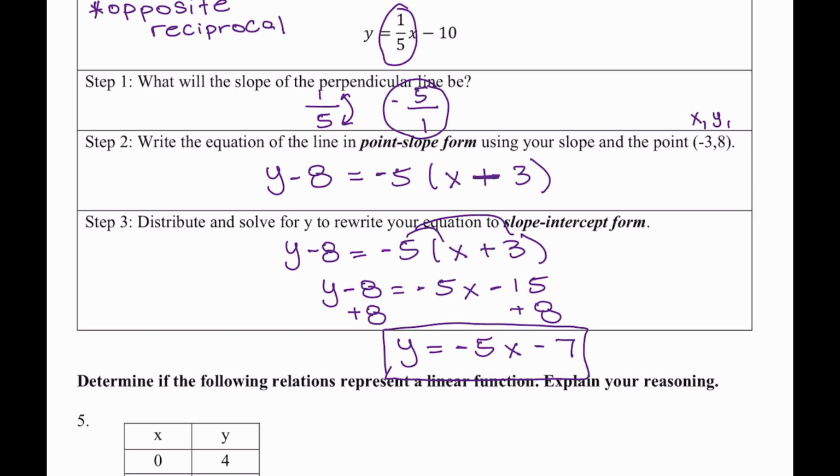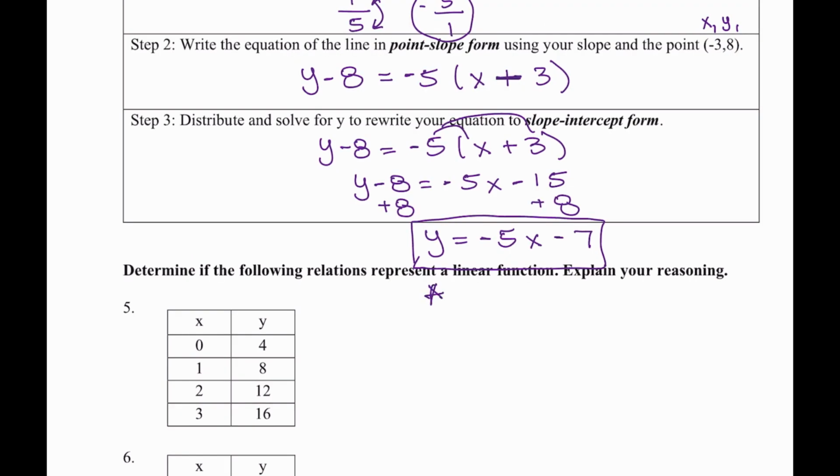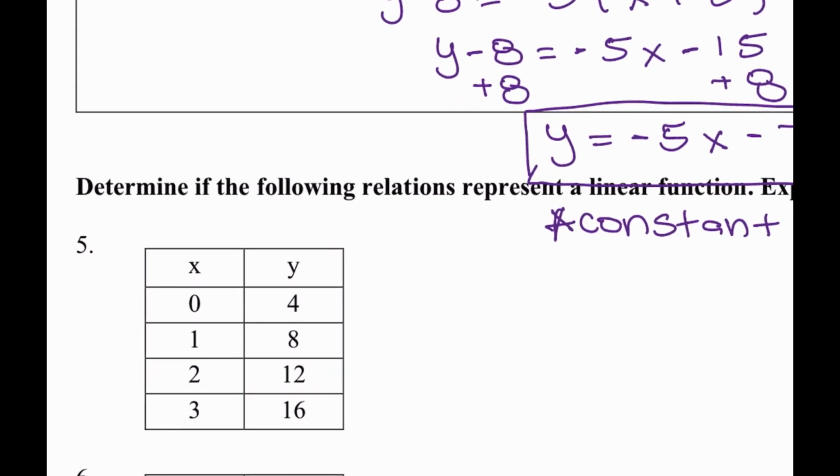Very nice. And now for the last part of this video, we are going to talk about linear functions. Linear functions have a constant slope. So as I'm looking at these tables, I need to make sure that the change in y over the change in x is always the same. So let's look at number 5.